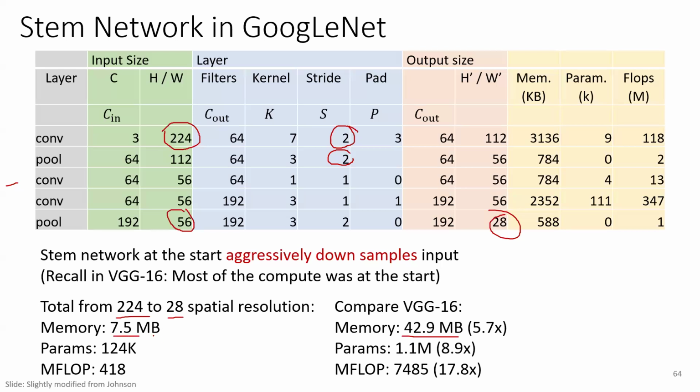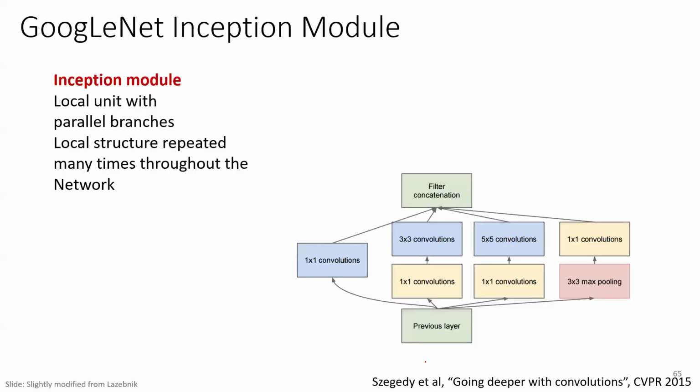This is just 7.5 megabytes. Parameters: 124K. This is 1.1 million. Megaflops: 418 versus 7,485. So you can see the design choices are so important. The hardware is not the only concern. The correct design choices are so very important. So this is the inception module.